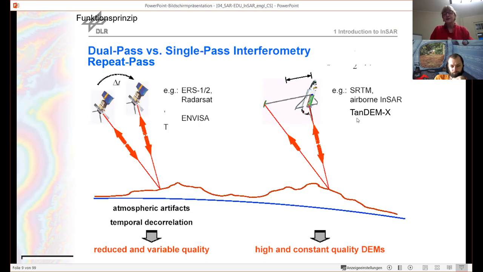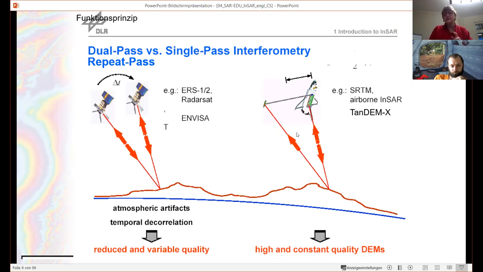The same is true for TanDEM-X, and I will have some slides later. TanDEM-X means two satellites, but only one satellite is active and both satellites receive the signal. TanDEM-X flies very close together in a very interesting orbit, and only one is always active, but both receive the signal.